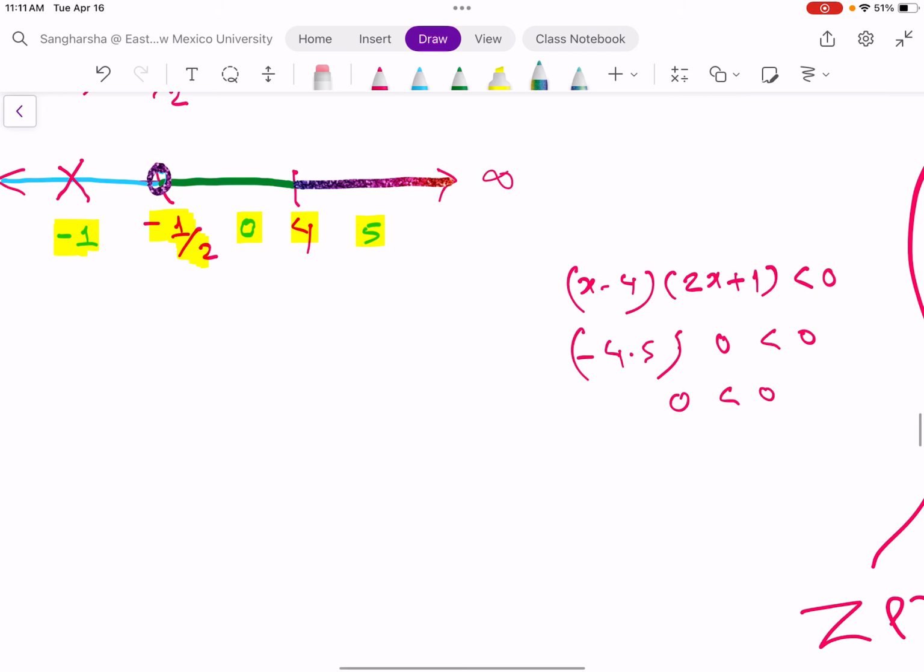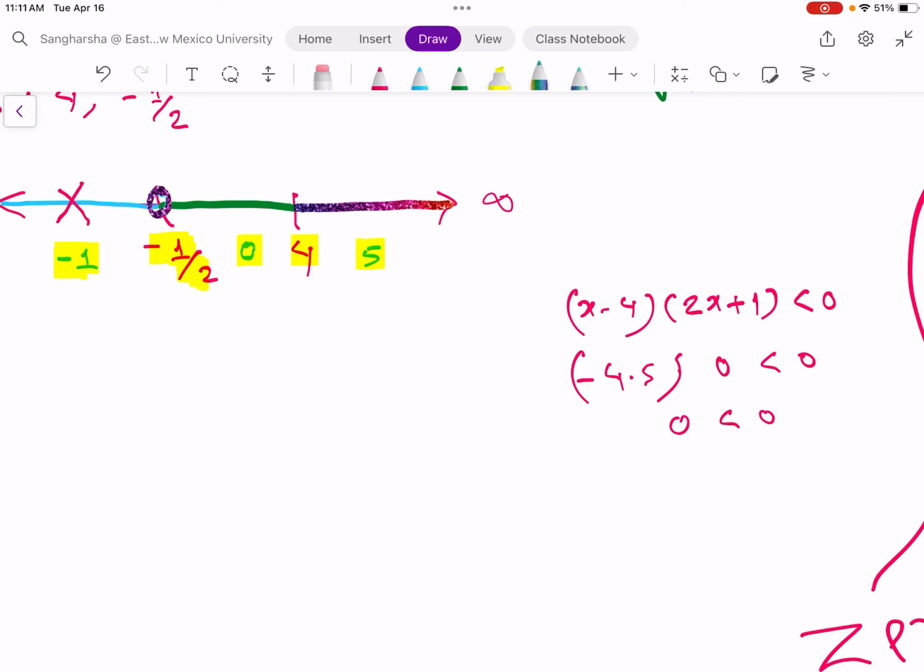Now let's check the second interval. So we use 0 here. Let's check whether 0 is a solution or not. So 0 minus 4 is minus 4. 2 times 0 is 0, plus 1 is 1. So negative 4 is less than 0. It's true, right? So this second interval is the solution. Now let's check for 4.